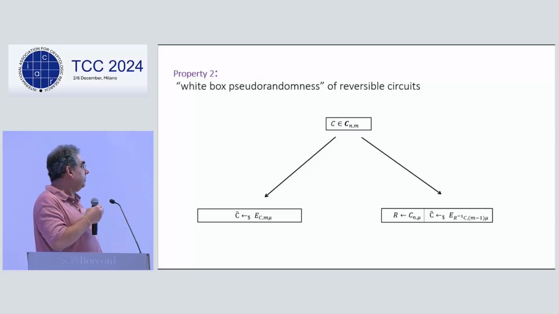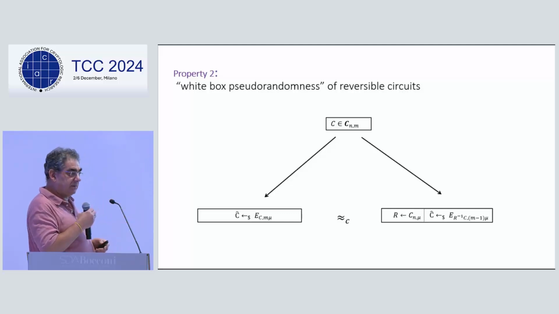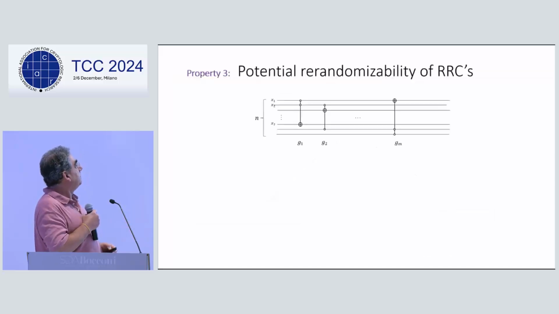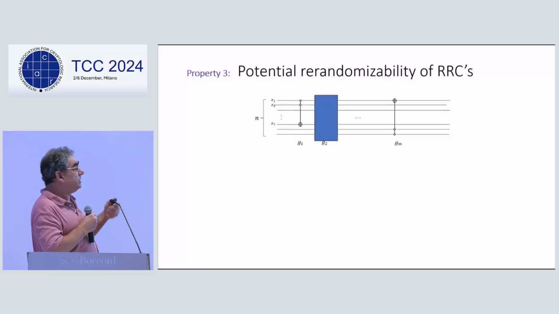And I argue that you will not be able, in polynomial time, to distinguish between those two distributions. So anyway, this is an assumption that we're making. A third reason, which is actually very pertinent to us, is that this randomization process looks very nice when you look at the random reversible circuits.